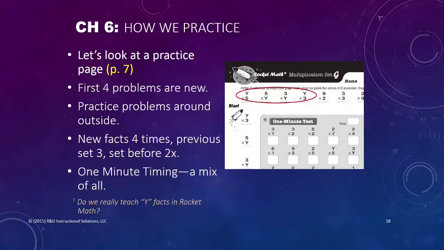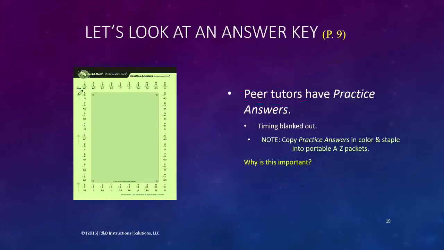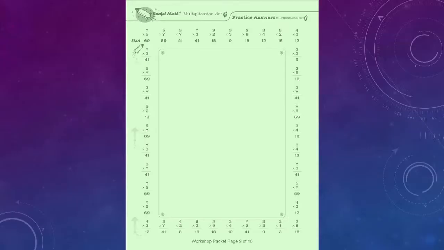So get out page 9 from your packet. Oh, by the way, put that practice page inside your folder because you're going to need it in a minute. And get out page 9, which is the answer key for set G. This is what answer keys look like.